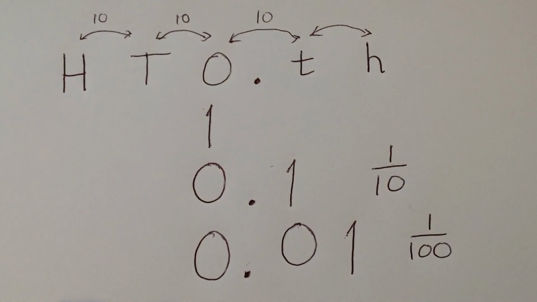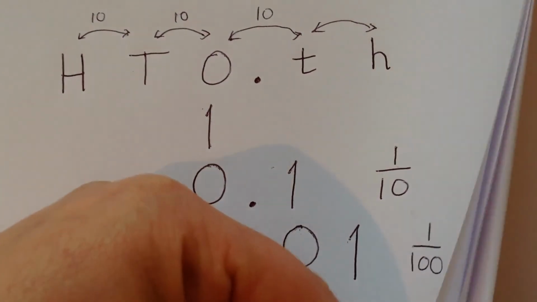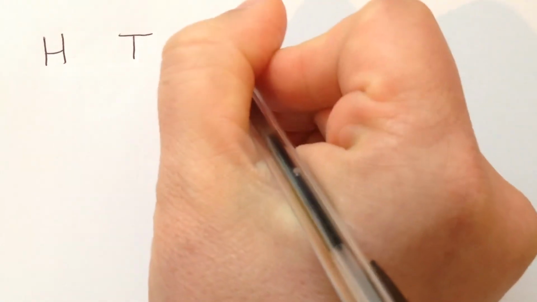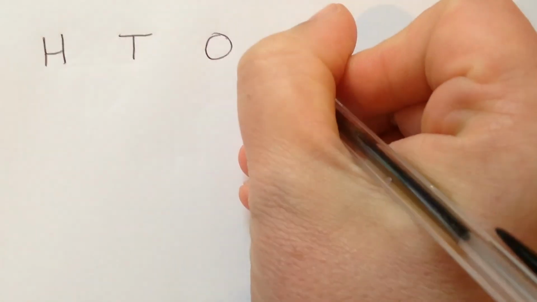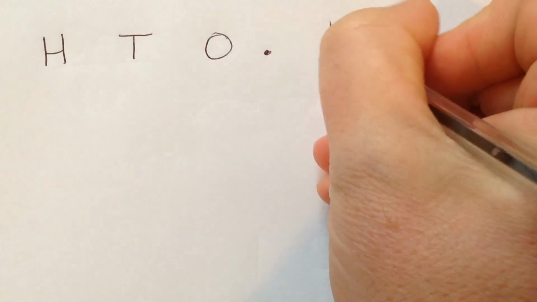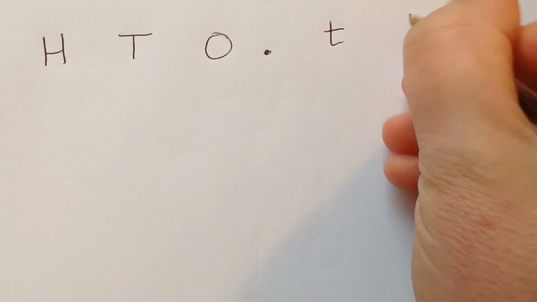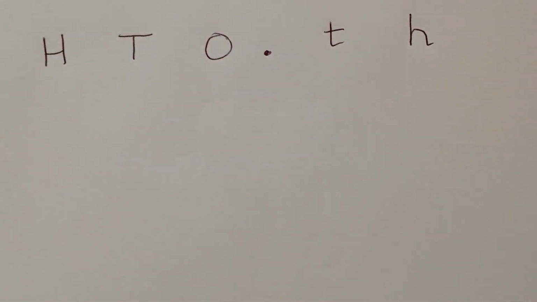Now, let's have a look at putting this into practice by dividing by 10 and dividing by 100. So the first thing I'm going to do is write out all of our headings. I think it's good practice to have hundreds, tens and ones in here. So hundreds, tens, ones, decimal point, tenths, hundredths. Now we can carry on.